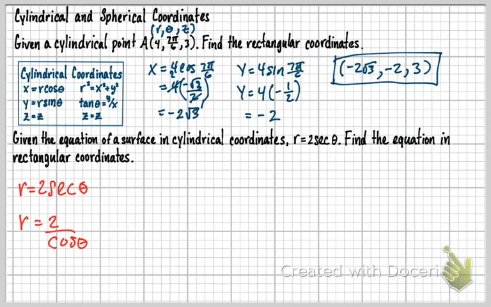And from here, multiply both sides by cosine theta. So I'm going to get r cosine theta equals 2. And we know r cosine theta is actually equal to x. So this is really x equals 2. So there's our equation for this one here. x equals 2. So it turns out to be a vertical line.